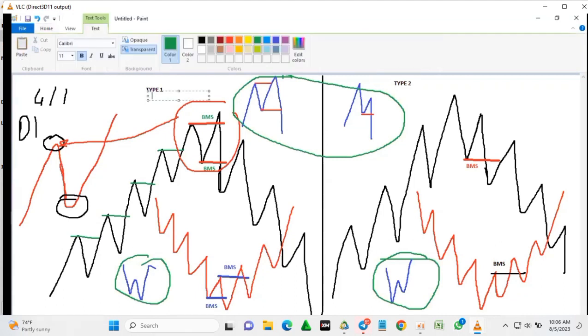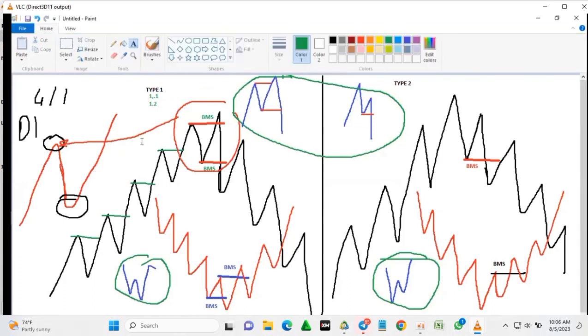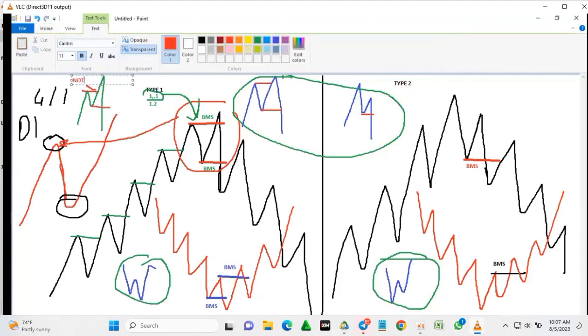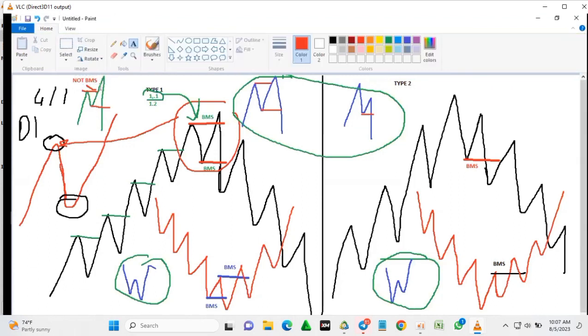Also with the reversals, we have type 1.1 and 1.2. What's the difference? This only applies to type 1. It does not apply to type 2. So type 1.1 is this one, with the clear BMS up and clear BMS down. 1.2 is going to be like this. So this one right here is not a BMS. I mean as you go up, but it's going to be a wick of a candle. Price will go above the high, but then it will close below. That's 1.2.